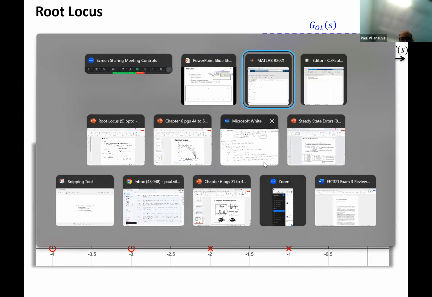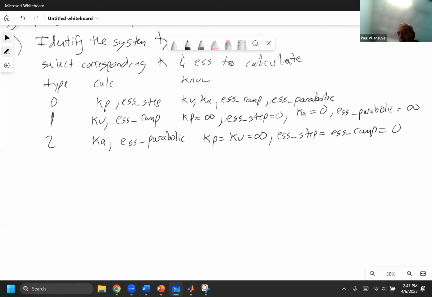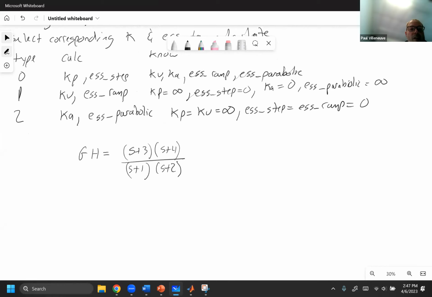So our transfer function, and again, this is our GH transfer function, our open loop transfer function, is equal to (s+3) times (s+4) all over (s+1) times (s+2). Now, we want to know what GH of -2 plus J is going to be equal to. And we're going to do it individually, one at a time.